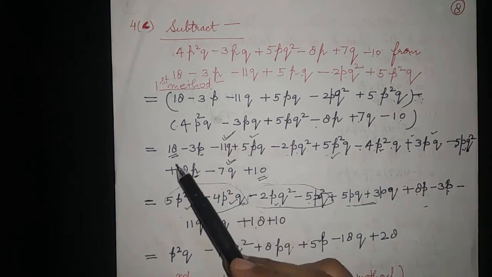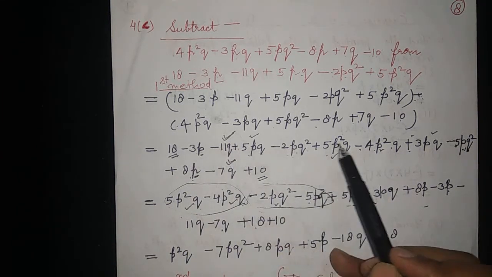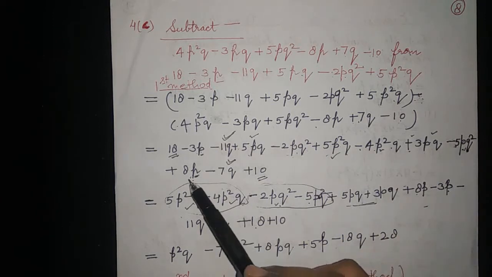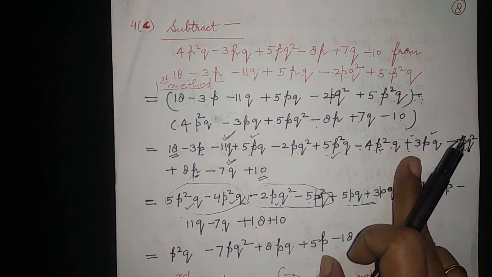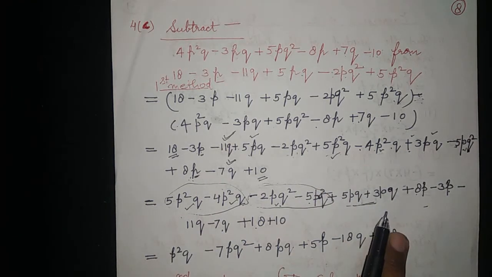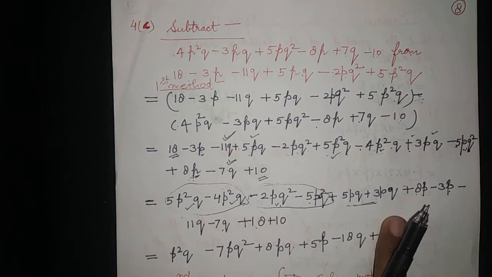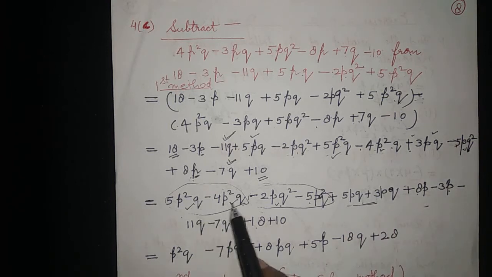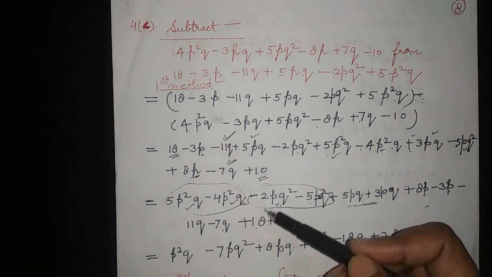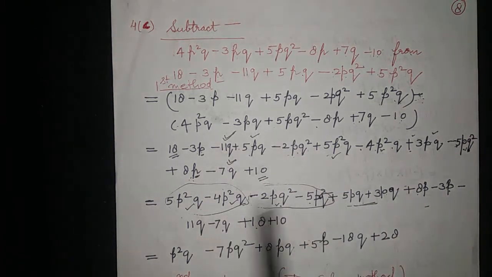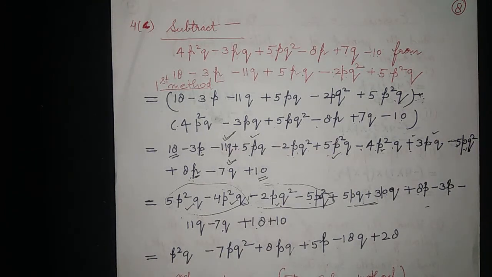Okay. So here 1, 2, 3, 4, 5, 6, 7, 8, 9, 10, 11, 12. In this step 12 terms are there. Here also we will count that we have written all 12 or not. 1, 2, 3, 4, 5, 6, 7, 8, 9, 10, 11, 12. Means we have written all the terms in this step. Now we have to solve the like terms.